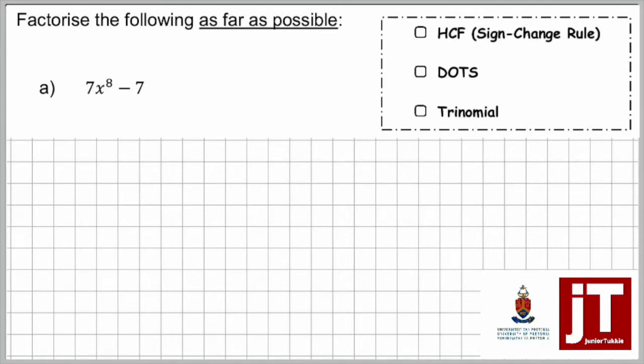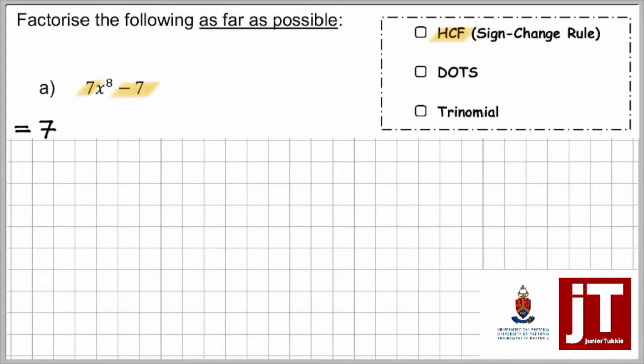We will now work through them together, starting with question A, which requires us to factorize 7x to the power of 8 minus 7. As always, we start off by identifying a highest common factor, which is easy to find here because we have a constant and a coefficient in front of the x to the power of 8 that are both divisible by 7. x is uncommon and therefore will not be part of the highest common factor. So we write down the highest common factor, which is simply 7.